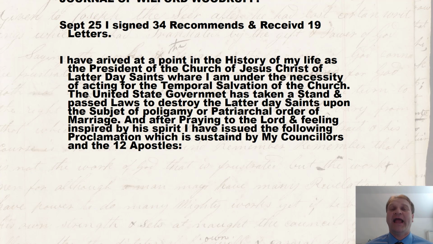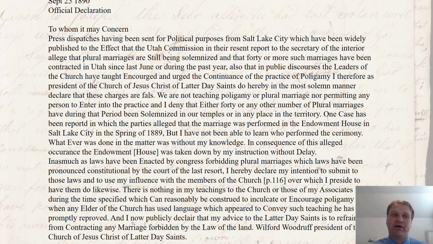And you can read that heading that's now in the 2013 edition of the Scriptures. You can read a little bit of the background to it. This is what he writes in his journal: "I've arrived at the point of the history of my life as the president of the Church of Jesus Christ of Latter-day Saints, where I'm under the necessity of acting for the temporal salvation of the church. The United States government has taken a stand and passed laws to destroy the Latter-day Saints upon the subject of polygamy or the patriarchal order of marriage. And after praying to the Lord and feeling inspired by His Spirit, I have issued the following proclamation, which is sustained by my counselors and the 12 apostles." And you have the official declaration that follows.